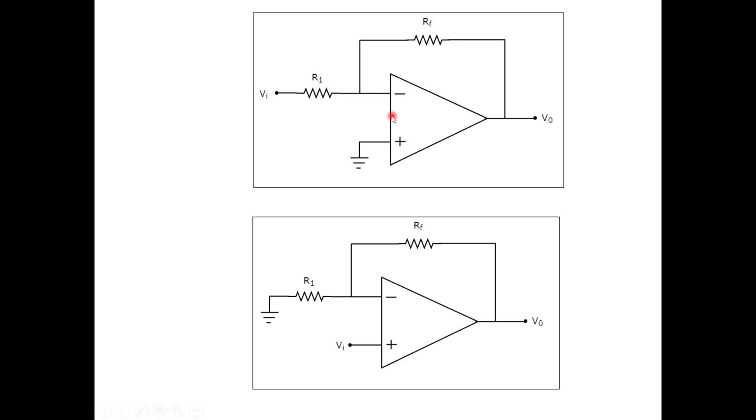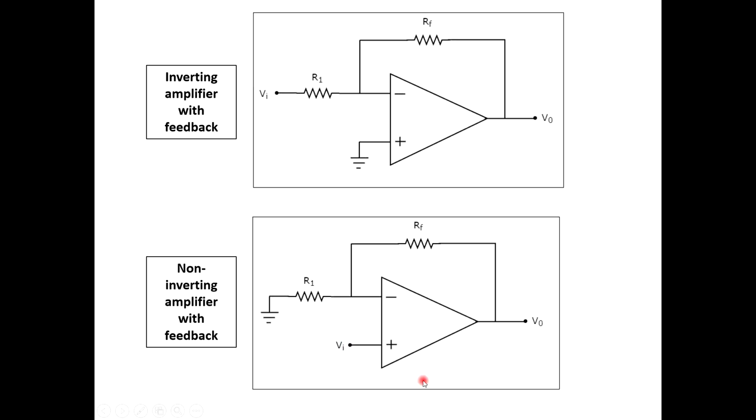Yes, this is of course an op-amp with feedback. Even the second circuit is also an op-amp with feedback. But let's see what the inputs to it are. In the first circuit, the input is given to the inverting terminal. So this one would be the inverting amplifier with feedback. And in the second circuit, the input is given to the non-inverting terminal. So this becomes the non-inverting amplifier with feedback.